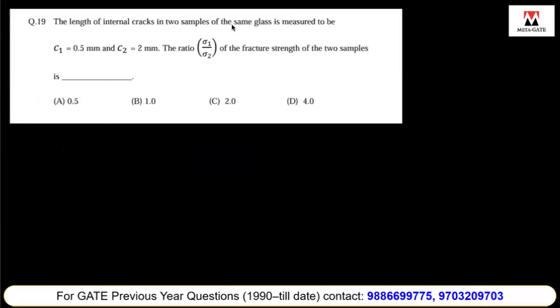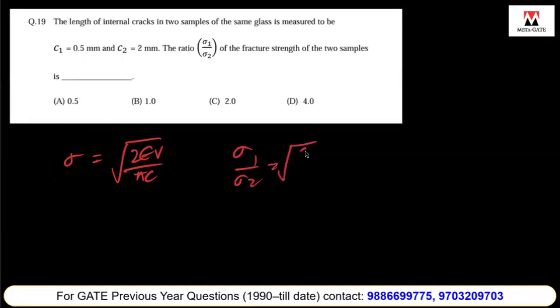The length of an internal crack in two samples of the same glass is measured to be C1 equal to 0.5 mm and C2 equal to 2 mm. Find the ratio of sigma 1 by sigma 2 of the fracture stress. The fracture strength of the sample is given by sigma equal to root over 2E gamma by pi c. So sigma 1 by sigma 2 equal to root over C2 by C1, where C2 is given as 2 and C1 is 0.5. So root over 4 is 2. So sigma 1 by sigma 2 is nearly 2.